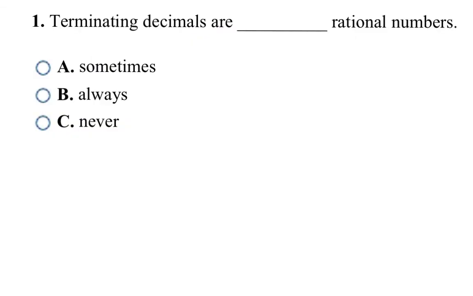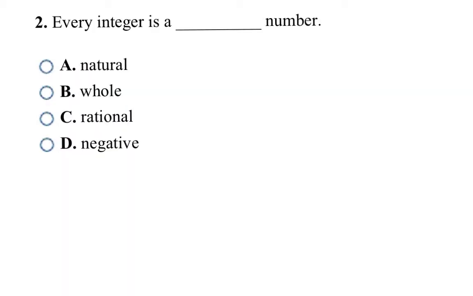So in this section, there's going to be some vocabulary questions. And here it wants to know, is a terminating decimal always, sometimes, or never a rational number? So if you have a decimal that ends, that terminates, that's always going to be a rational number, making your final answer B.